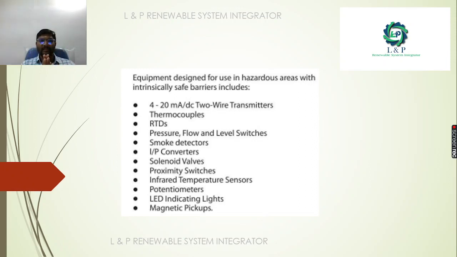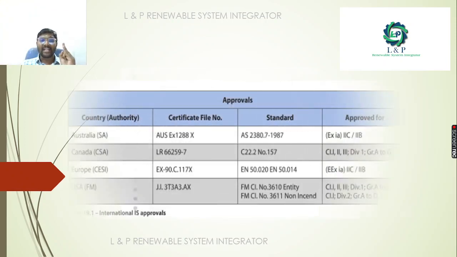As we told earlier, there are certain equipment which are especially designed to work in the hazardous areas with the intrinsic safety barriers: 4 to 20 milliamp two-wire transmitters, thermocouples, RTD, pressure, flow, level switches, smoke detectors, IP converters, solenoid valves, proximity switches, infrared temperature sensors, potentiometers, LED indicating lights, and magnetic pickups.